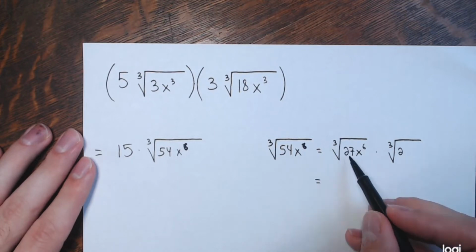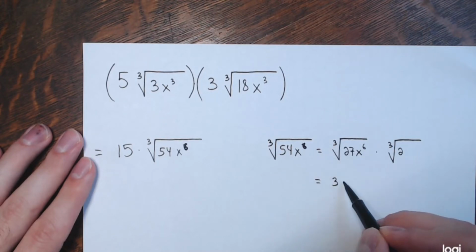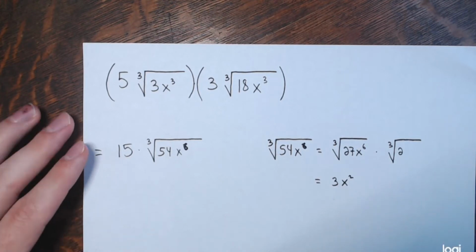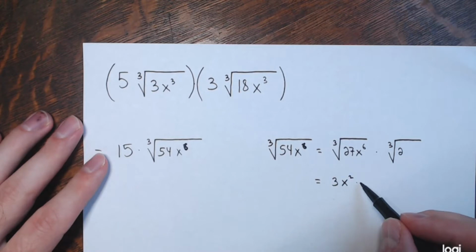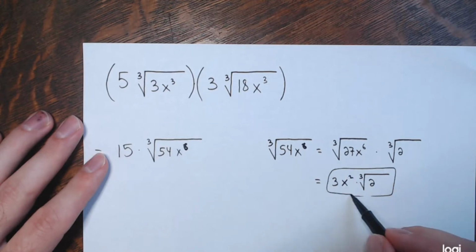Now the cube root of 27 is just 3. And the cube root of x to the 6th would be x squared. x squared cubed would be x to the 6th. Use that power to a power rule. So this ends up being 3x squared times the cube root of 2. And that's going to go here.